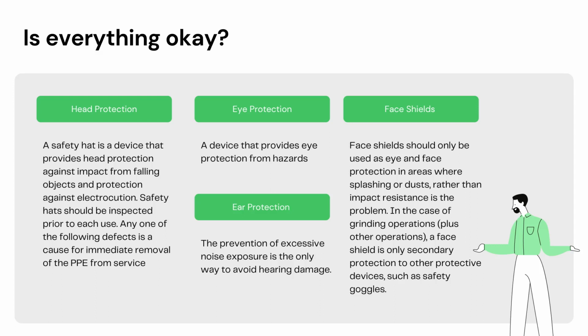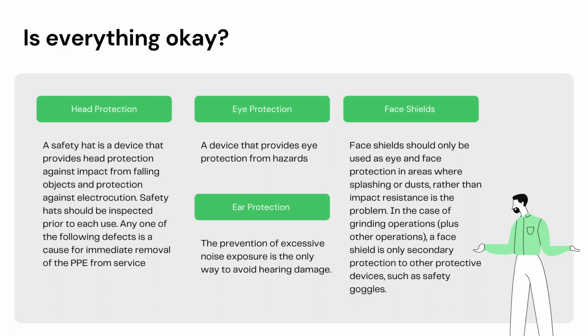Next is the eye protection. Eye protection is a device that provides eye protection from hazards caused by flying particles, sparks, light radiation, splashes, and gases. Goggles come in a number of different styles for a variety of uses, such as protecting against dust and splashes, eye caps, flexible or cushioned goggles, plastic eye shield goggles, and foundrymen's goggles.